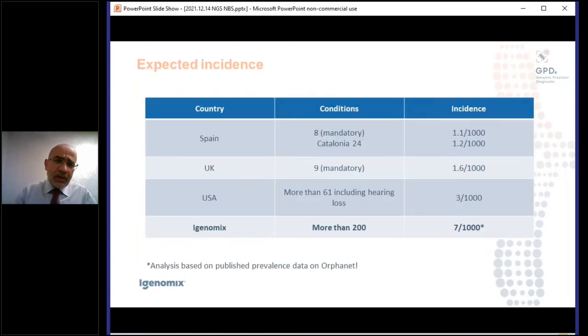Now, if we look at the current conventional newborn screening in different parts of the world, the incidence of diseases detected ranges between 1 and 3 per 1,000. But if we look at the more than 200 conditions in Igenomix NGS, the incidence for these conditions will be around 7 in 1,000, which means we will definitely be detecting many more conditions than conventional newborn screening programs.